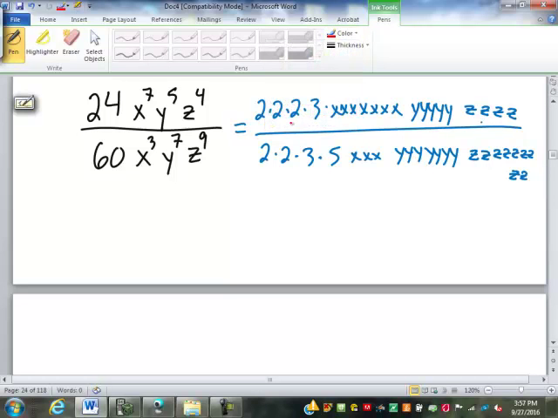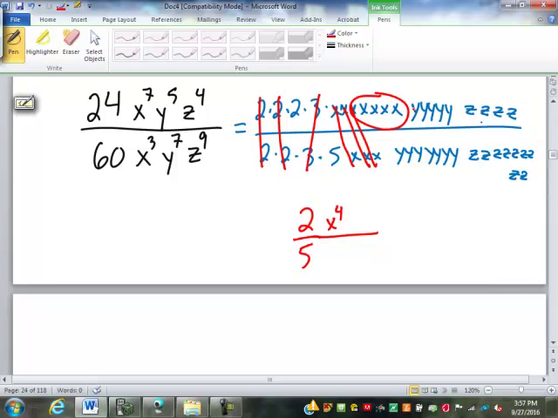So what can I cancel for numbers? A 2, another 2, and a 3. So the numbers I'm left with 2 over 5. For x's, what can I cancel? 1, 2, 3. I'm left with how many on top? 4. So x to the 4th on top.